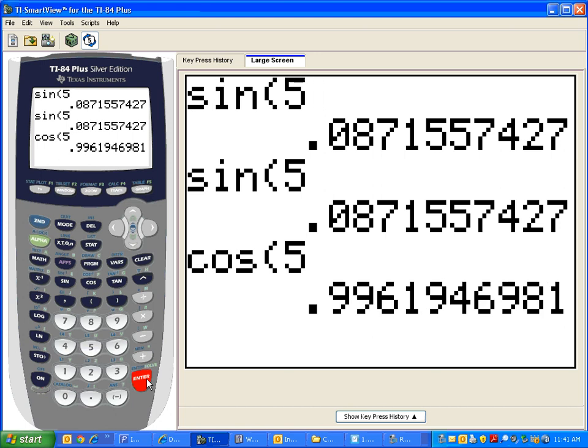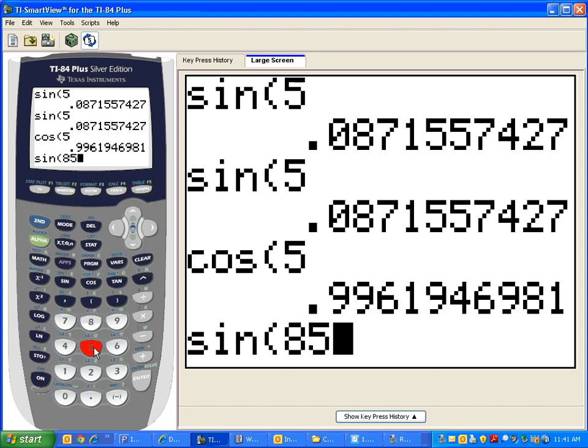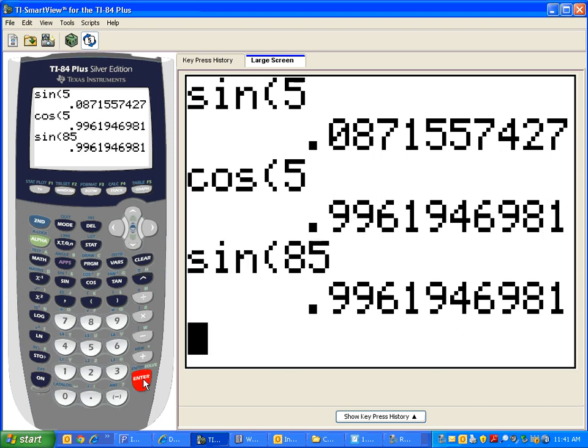Brain-mouth disconnect. Cosine of 5 is still the same as the sine of 85. So you get a different decimal, but those values for sine and cosine are the same. Essentially, what I'm trying to teach you today is that cofunctions of complementary angles are always going to produce the same value. That's it. Okay?